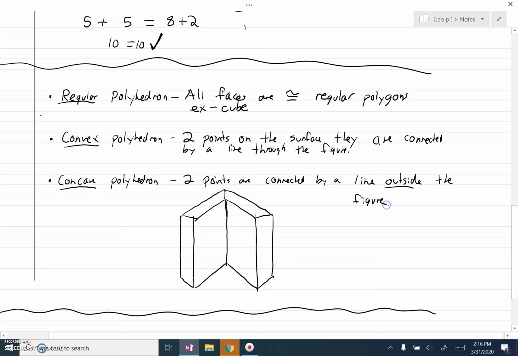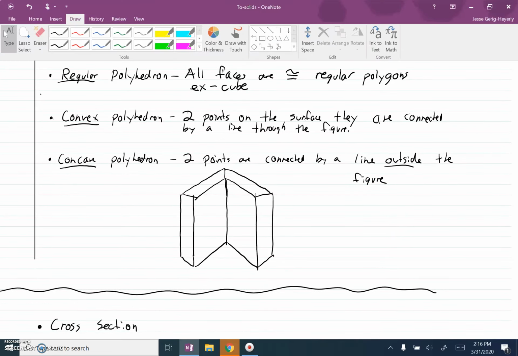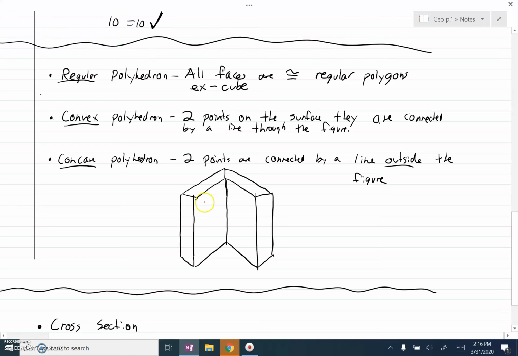So if we look at this figure I drew here, I tried to make it kind of like a book. If I take a point on one of the sides over here, let's take this random point here, and let's put some other point on the bottom on this side. If I connect those two, and you can pick any points in the entire figure, would that line be outside or inside the figure? Through the figure, it would go outside. So in this particular one, if I think about it in 3D, from the top left to the bottom right, that would go outside the figure, which means this shape is concave.